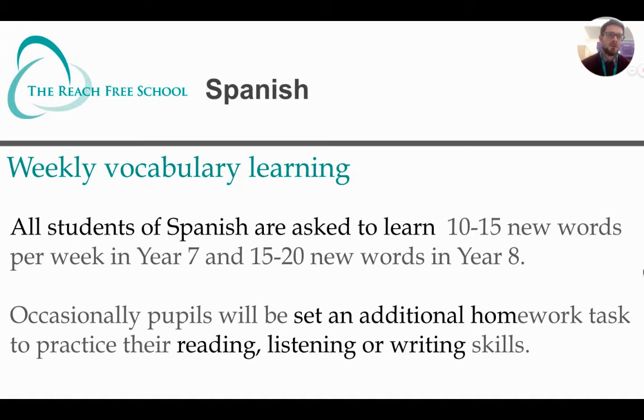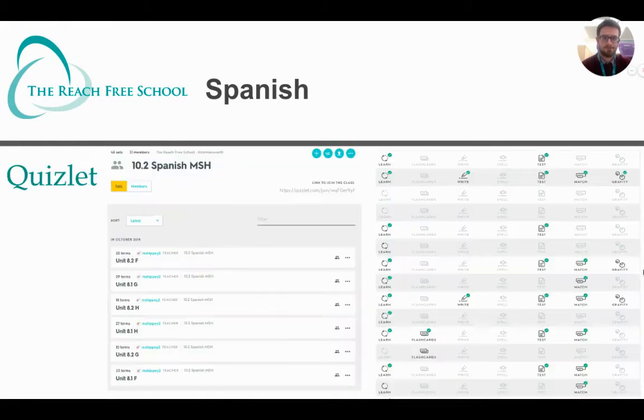They are set these words to learn as homework on a weekly basis. Occasionally, maybe once or twice a half term, pupils will have an extra task to do for homework. It could be a revision for an assessment. It could be a listening task, a reading task, or a writing task as well. Typically in Year 7, the sets are about 10 to 15 words long. That might change slightly week to week. In Year 8, it's maybe 5 more, so 15 to 20 words.